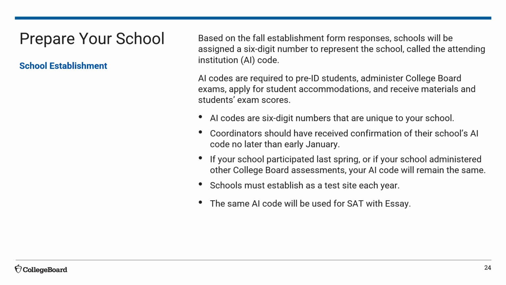Based on the establishment survey responses, schools will be assigned a 6-digit school code representing the attending institution, or AI code. AI codes are required to pre-ID students, administer College Board exams, apply for student accommodations, and receive materials and student exam scores. AI codes are 6-digit numbers that are unique to your school. Coordinators will receive confirmation of their school's AI code in January. If your school participated last spring, or if your school administered other College Board assessments, your AI code will remain the same.